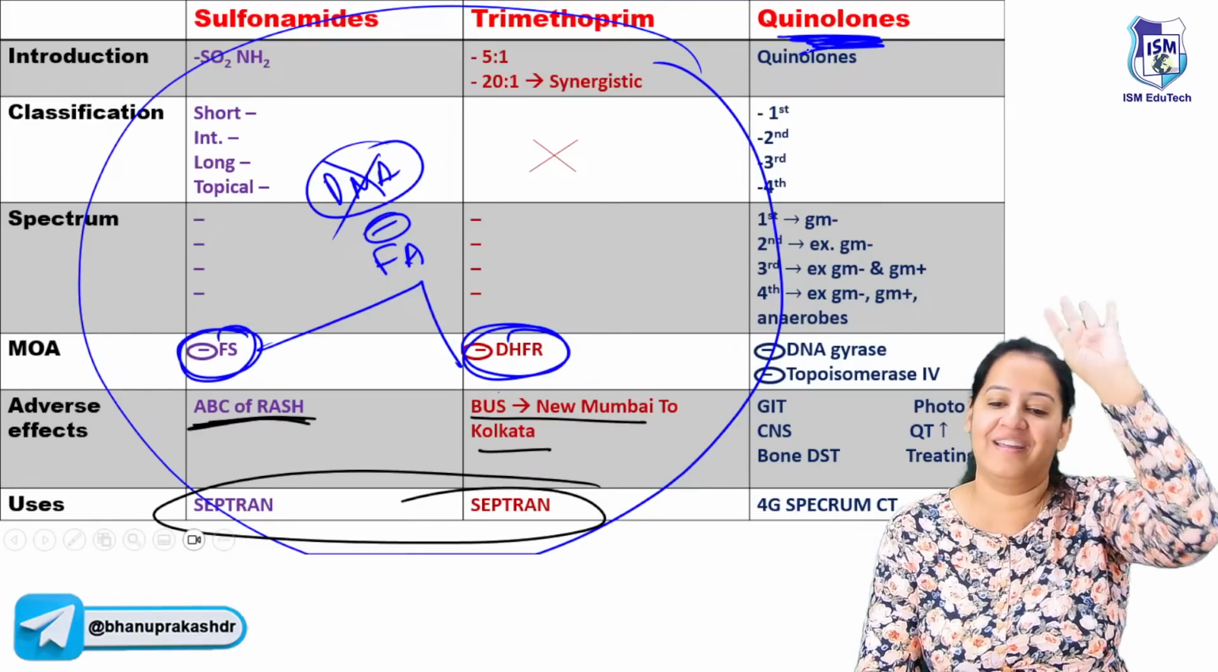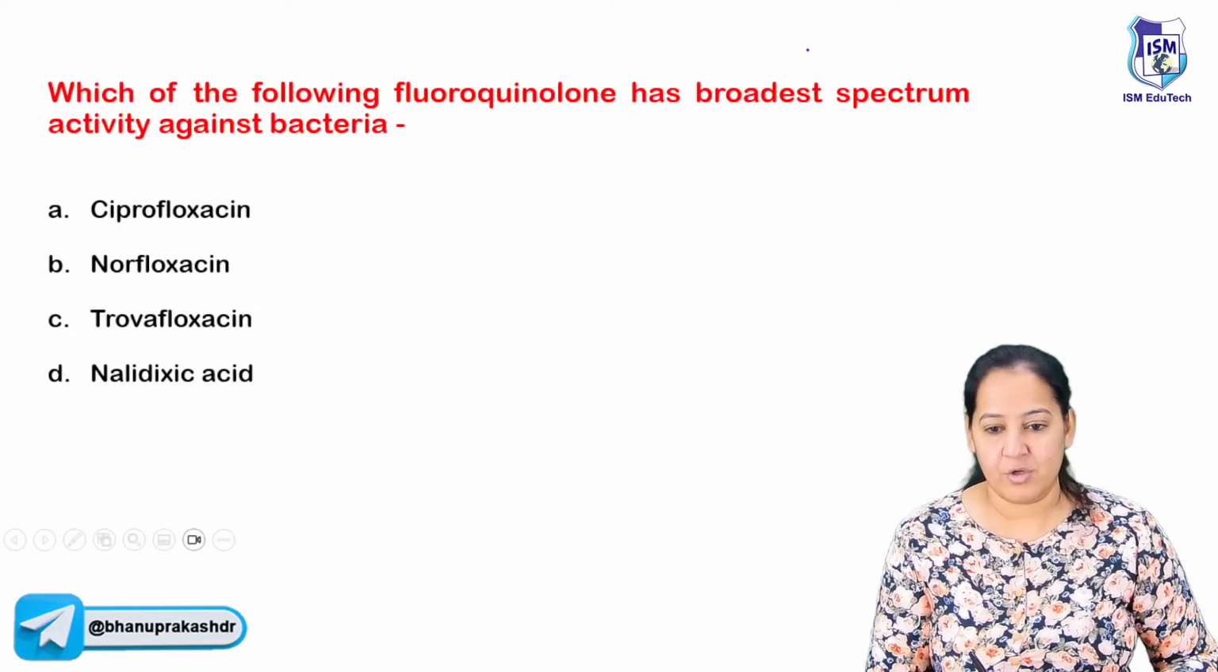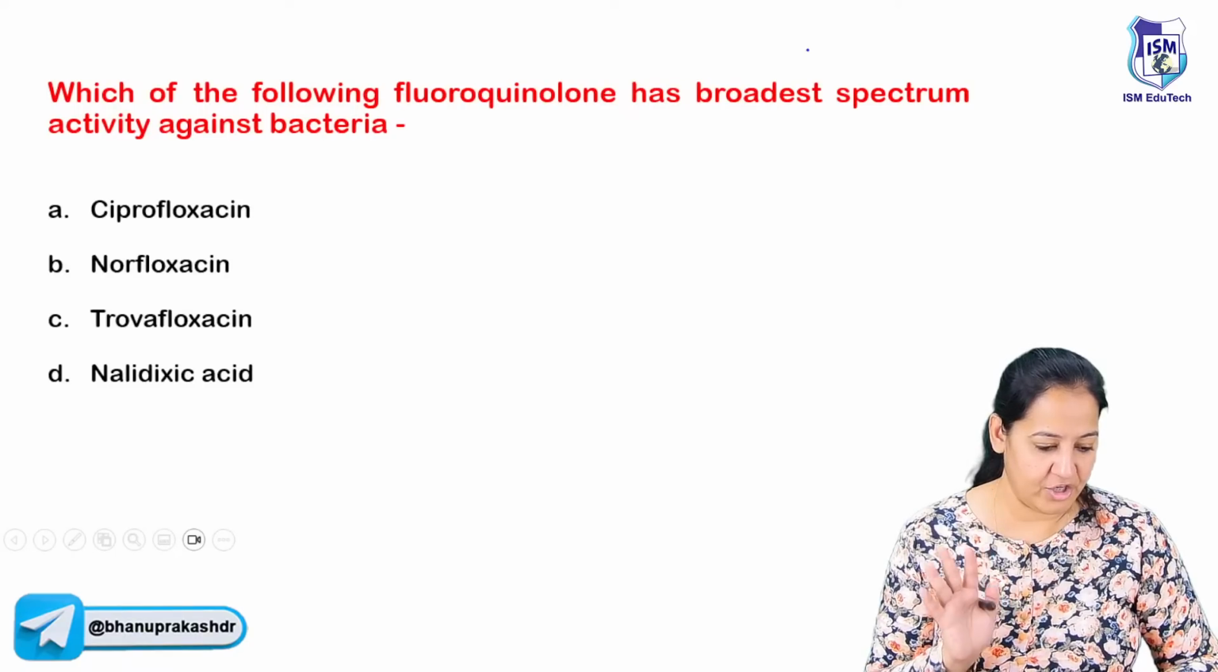It directly inhibits the DNA synthesis. It's a direct inhibitor. So can I come on the quinolones? So let's start quinolone with the help of a question. Now read the question and tell me the answer.